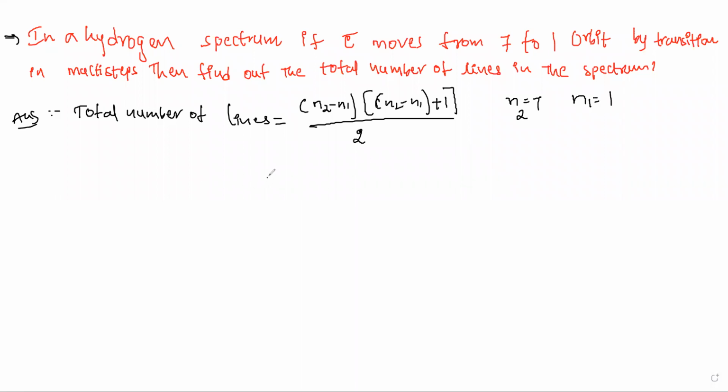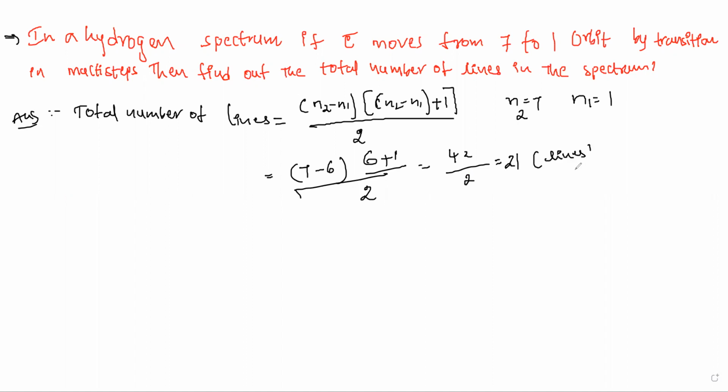So substitute these values here. n2 7 minus 1 into 6 plus 1, by 2. After simplification, we'll get the answer 42 by 2. So how many lines? 21 spectral lines are possible. Total 21 spectral lines.